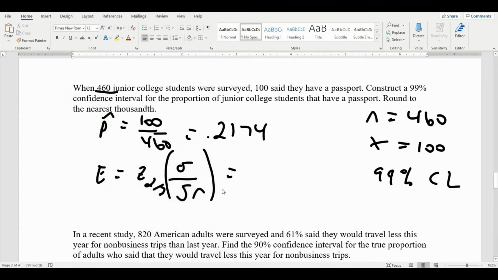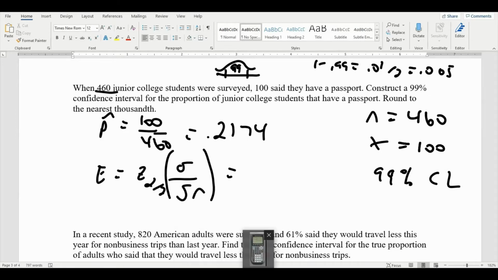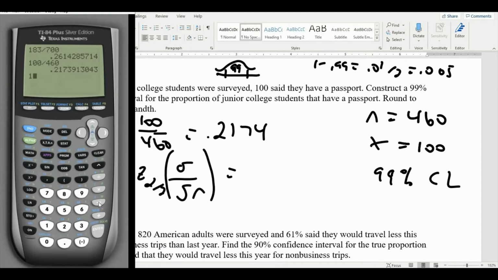And then this, the z alpha over 2, that's where I've got to think about 99%. And you come up here and just think about it. There and there, that's 99% or 0.99. 1 minus 0.99 is 0.01. I need to divide that by 2. 0.005. If you don't believe me, do it with the calculator. 1 minus 0.99 divided by 2. And that gives us the tail area, 0.005.